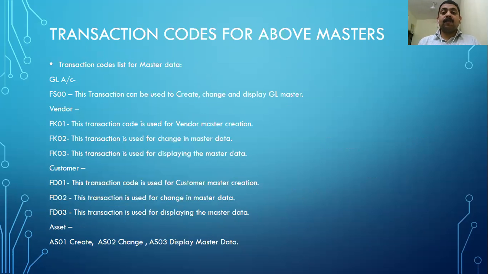Here are some transaction codes for the master data creation. First one is the GL account. FS00 is a transaction code which can be used to create, change, and display the GL master. In vendor, there are 3 separate codes which are already showing up in this slide. FK01 for creation, FK02 for change, FK03 for display. Likewise, customer also has 3 separate transactions. FD01 for creation, FD02 for change, FD03 for display. In asset also, we have 3 separate transactions which are already shown on the slide. Now we can move ahead.